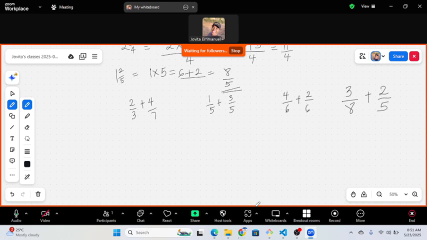Now look at this one. 4 over 6 plus 2 over 6. Are they like fractions or unlike fractions? They are like fractions because their denominators are the same.